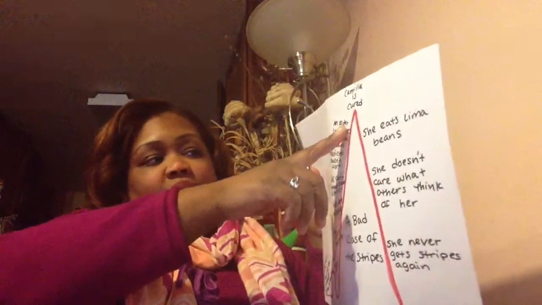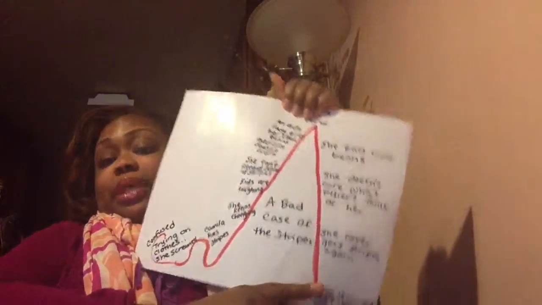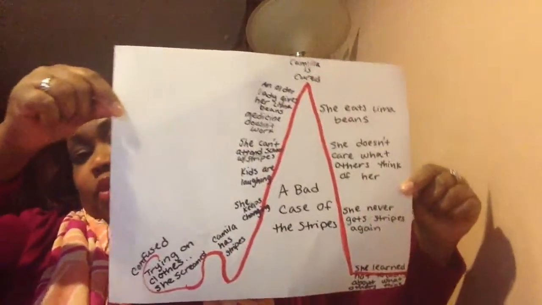And then all the way at the top, this is leading up to the climax. It says an older lady gave her lima beans. And then at the top here, Camilla is cured. And then here, she eats the lima beans. It's telling you part of the solution. She doesn't care what other people think about how she looks on the outside. And then here it says she never gets stripes again. And the story ended with she learned not to worry what others think about her. Okay? And this story mountain map, I have hung up in my classroom when we read the story A Bad Case of the Stripes.